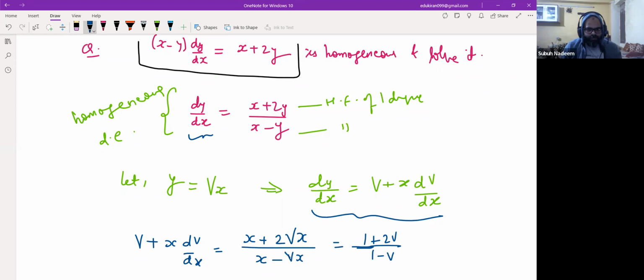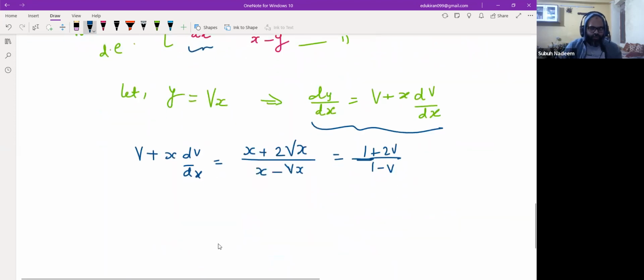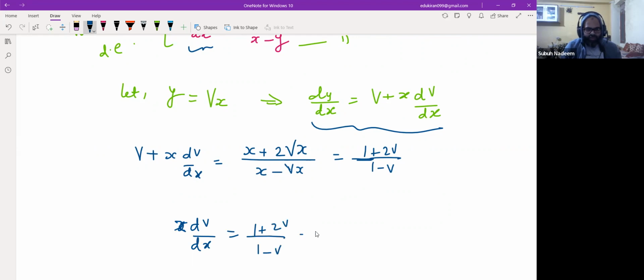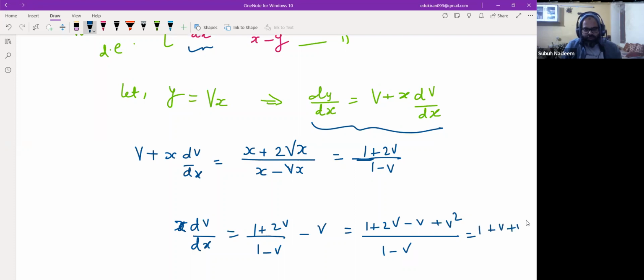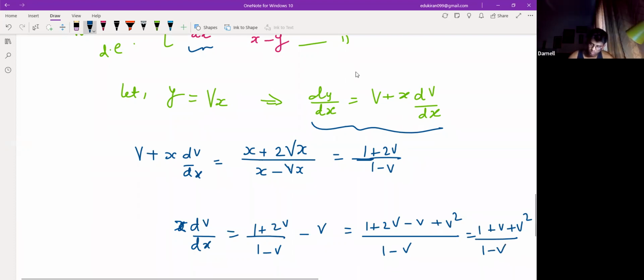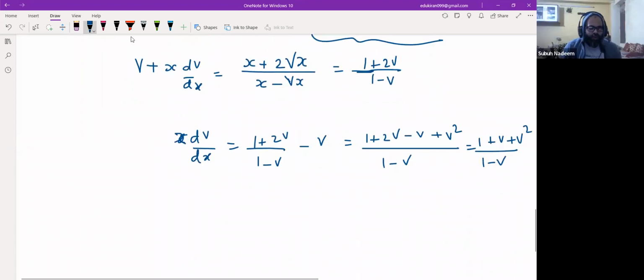Now in the next step, we'll write x dv by dx is equal to (1 plus 2v) by (1 minus v) minus v. It will be (1 plus 2v minus v plus v square) by (1 minus v). So it is (1 plus v square) by (1 minus v). Can we write it like this? Yes, sir. Okay. Now it is easier to do variable separable.